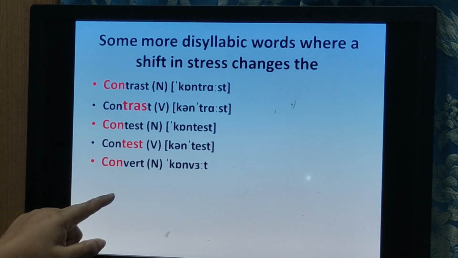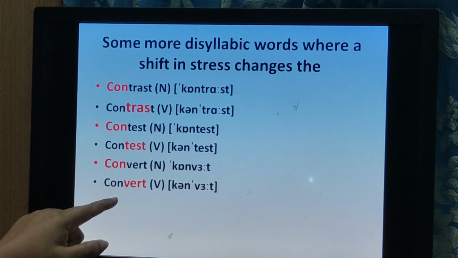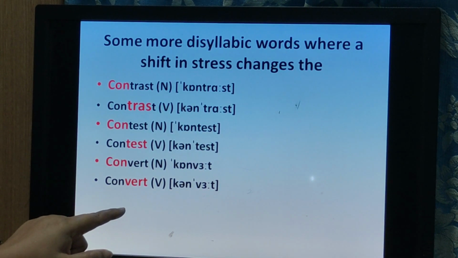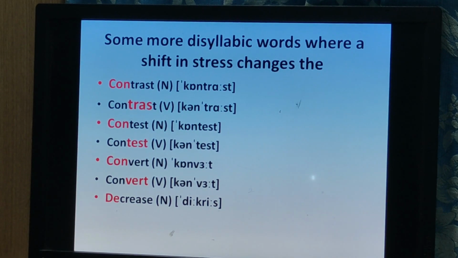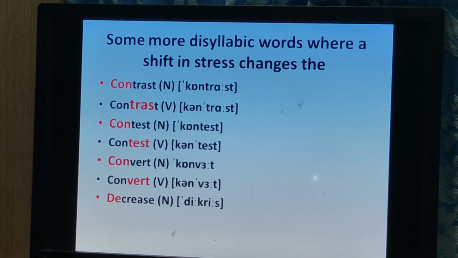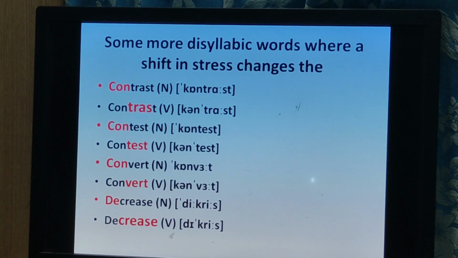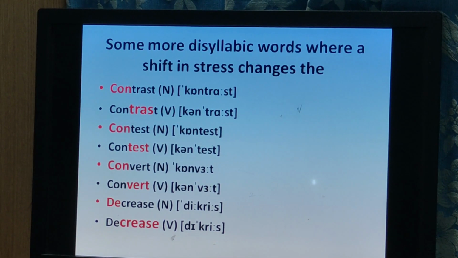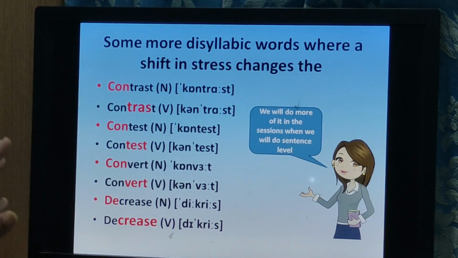Convert. Convert. Decrease. Decrease. So this way we have tried to deal with some of the words.